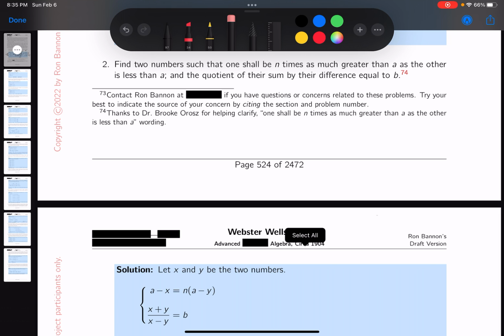Okay, so find two numbers. All right, so I'll write that down. There's two numbers. I don't know what the numbers are, so I'm going to say x and y are the numbers.